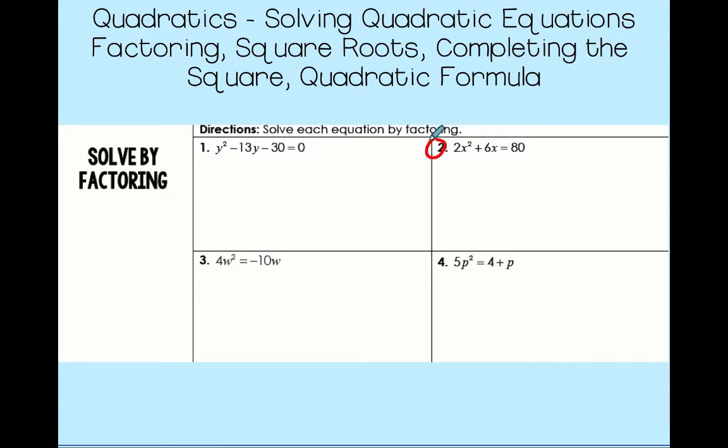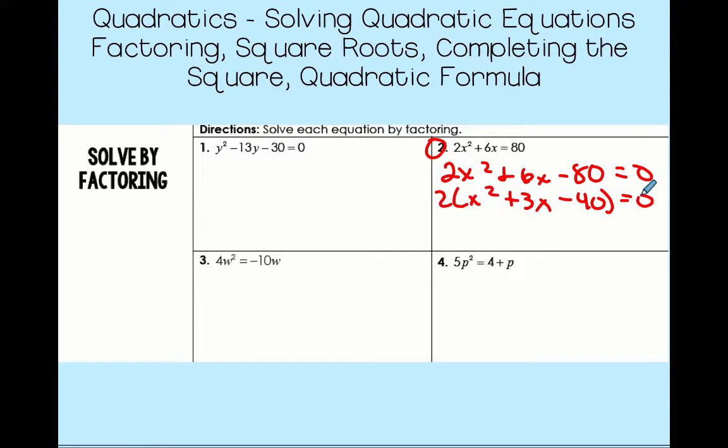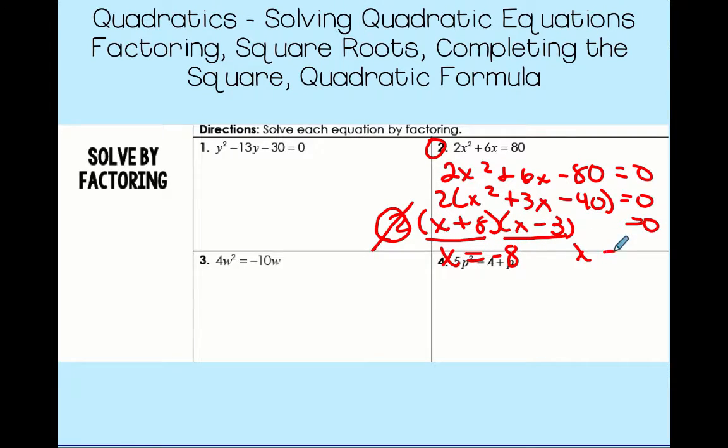So on the second one, I have to first get it equal to 0. Then I factor out a 2. And I go ahead and finish factoring. So I set each factor equal to 0. Now remember, a constant can't be equal to 0, so I just throw that out. So that will give me x equals negative 8 or x equals 3 as my solutions.